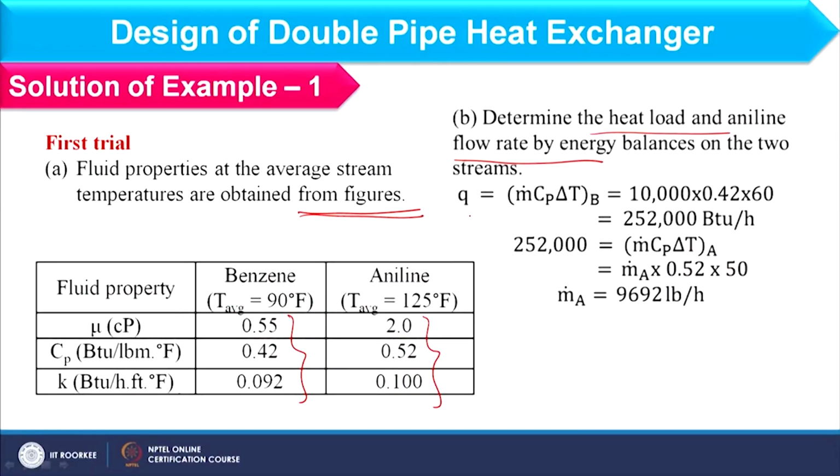So, here I have heat duty as Q, and that will be nothing but m Cp delta T for benzene, B representing benzene. Here you can simply make the balance, fine. So, 2,52,000 BTU per hour is the heat duty, which should be balanced with the m Cp dT of aniline, as A represents aniline. When I make the balance, I find that a 9692 pound per hour flow rate is available for aniline. So, if you compare the flow rates of the two fluids, they are almost equal, right.